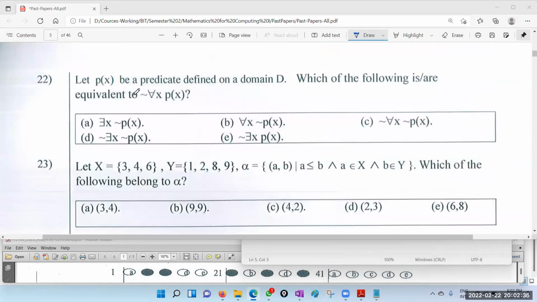Let Px be a predicate defined on domain D. Which of the following is equivalent to not all x are Px? That means not all x are Px. How do you say that? If we say all x are Px and that is wrong, that is what it means. Not all x are Px.